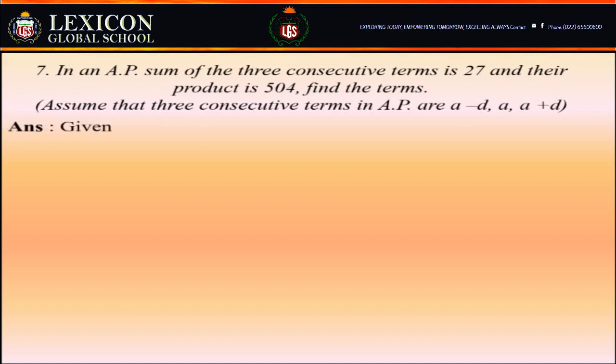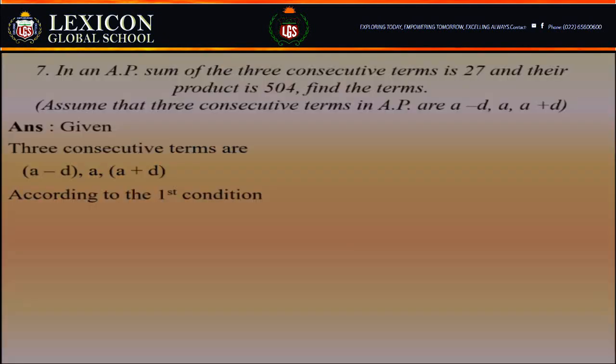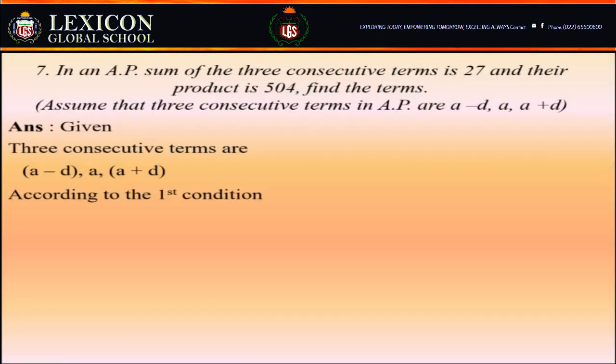So, given to us is 3 consecutive terms that are a minus d, a and a plus d. There are 2 conditions which are given to us. Let us consider the first condition. So, according to the first condition, a minus d plus a plus d is equal to 27. They have told me in the first condition sum.